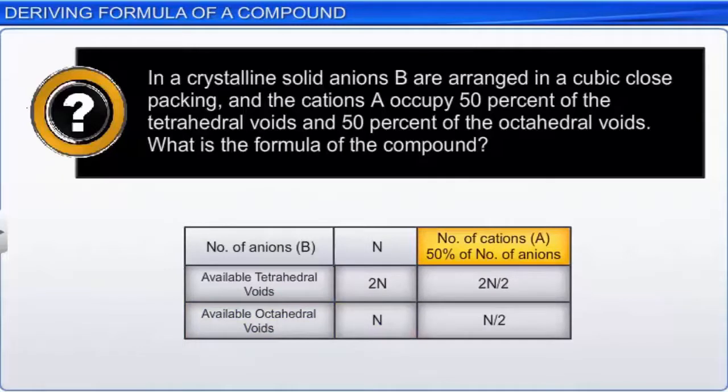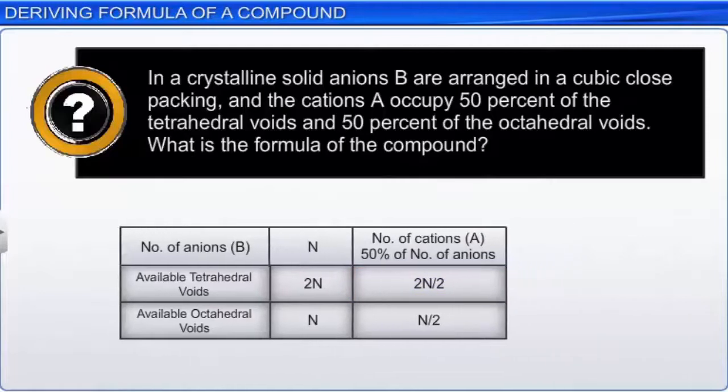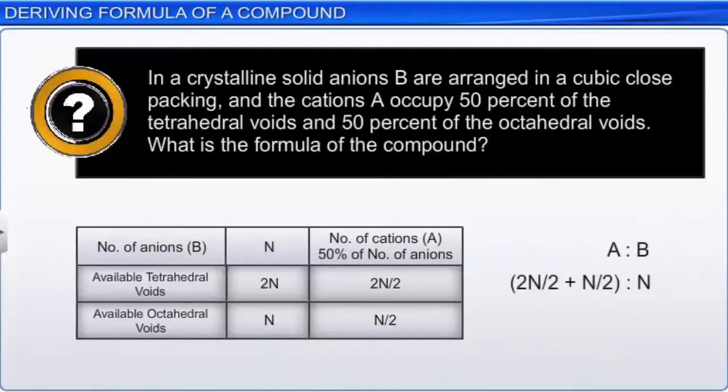Cations A occupy 50% of the octahedral voids. That is, cations A are present in n/2 octahedral voids. Also, cations A occupy 50% of the tetrahedral voids. That is, cations A are present in 2n/2 tetrahedral voids. The A:B ratio thus becomes 3n/2:n. The simple whole number ratio of A:B is 3:2. Thus, the formula becomes A3B2.